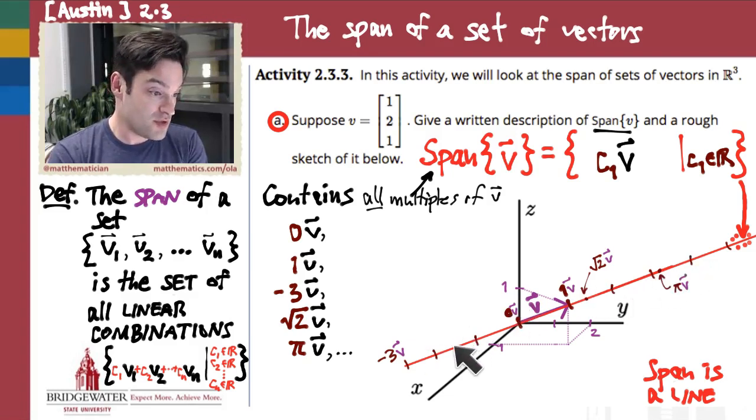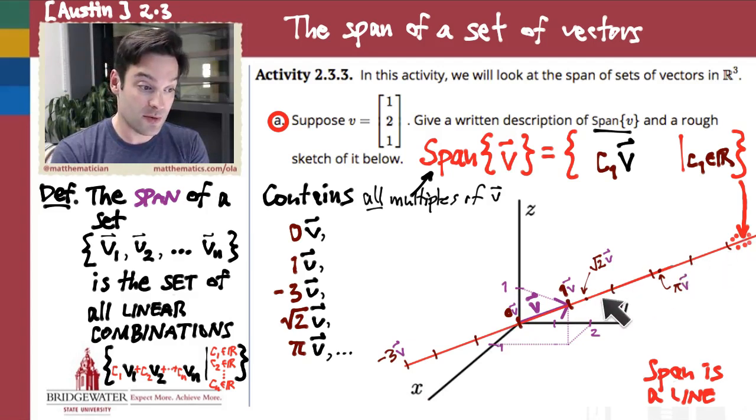We have negative the square root of 5v, all of those points in between. So we really do get an entire line's worth of points. And we can think of c1 as being like the coordinate system, which tells me how far and in which direction along this line I'm going.